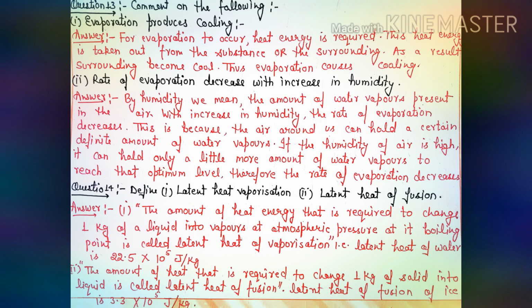Question number 14. Define: number 1, latent heat of vaporization, then latent heat of fusion. Both are similar. The amount of heat energy required to change 1 kg of liquid into vapors at atmospheric pressure at its boiling point is called latent heat of vaporization. For example, the latent heat of vaporization of water is 22.5 × 10^5 joule per kg. Similarly, the amount of heat required to change 1 kg of solid into liquid is called latent heat of fusion. Latent heat of fusion of ice is 3.3 × 10^5 joule per kg.